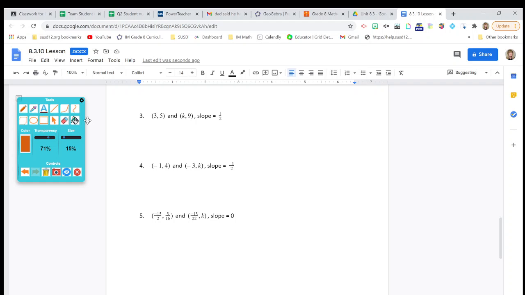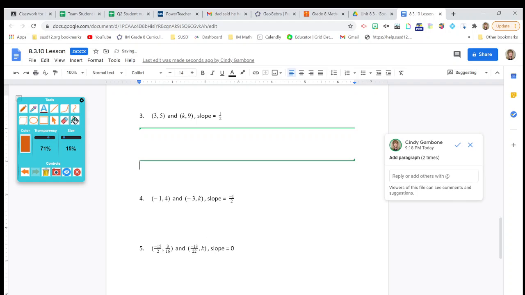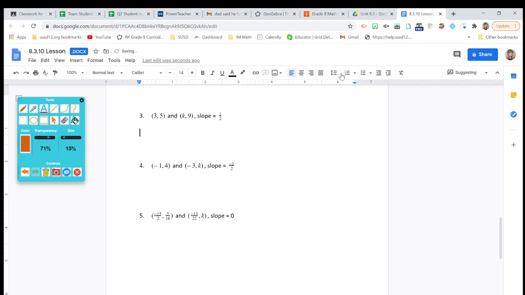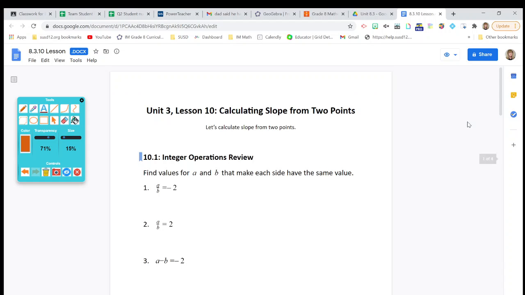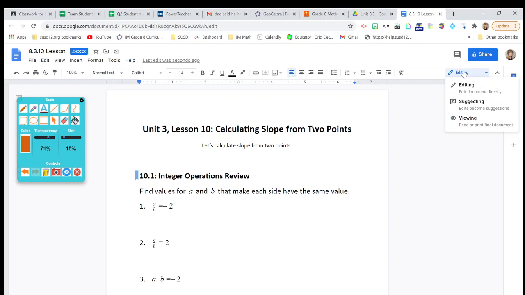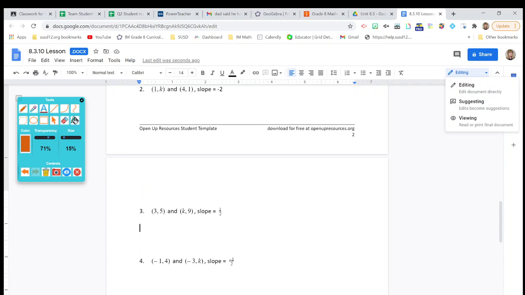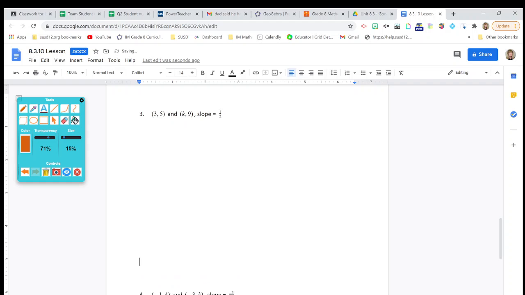Hold on a second. I know what I want to do. Let me just... Oh, what am I doing? I said I know what I wanted to do. I want to insert some lines, but it looks like I'm on editing mode, and that is not what I want. Oh, I'm on suggesting mode. There we go. Oh, I've made a mistake again. Editing. Okay, now I can put in some lines to clear some space. Okay, now we have some room to work.